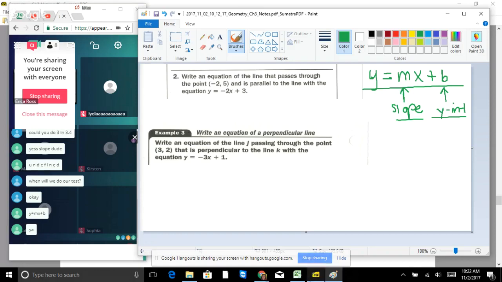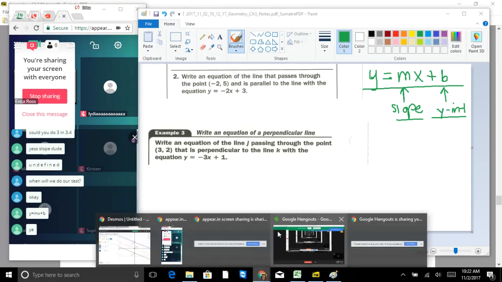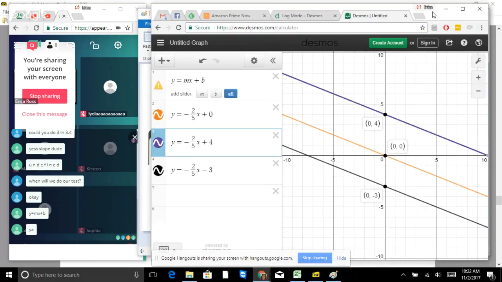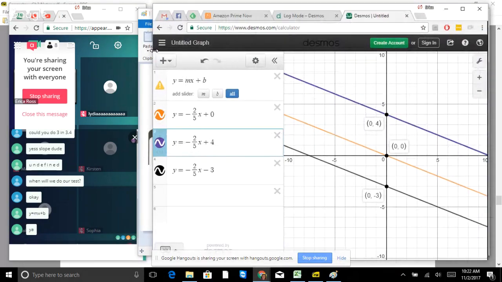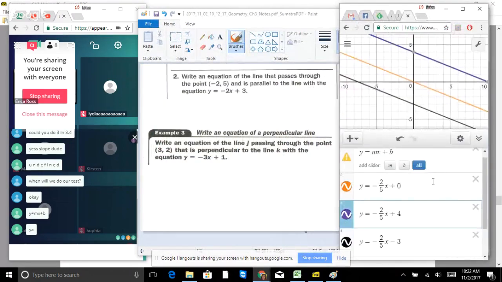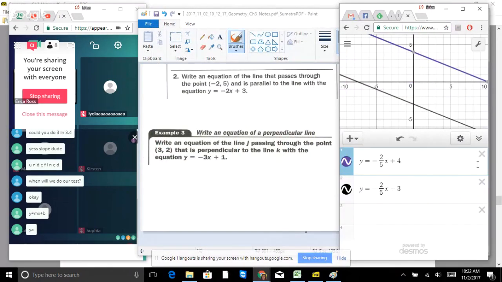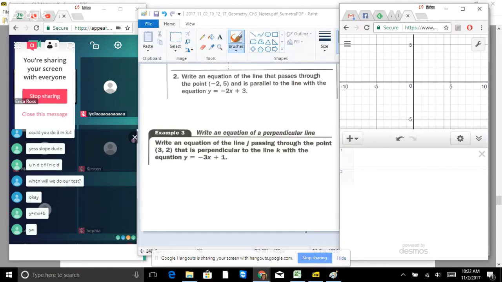Okay, so I actually can show you this graphically. Since I have Desmos up, I might as well show you. What are they asking for? Let me make this a little smaller so I can see 2 and 1. Okay, so what they're saying is that we have a line that is going to go through a point at -2, 5. So there's my point, -2, 5. And the line is going to be parallel to y equals -2x plus 3.